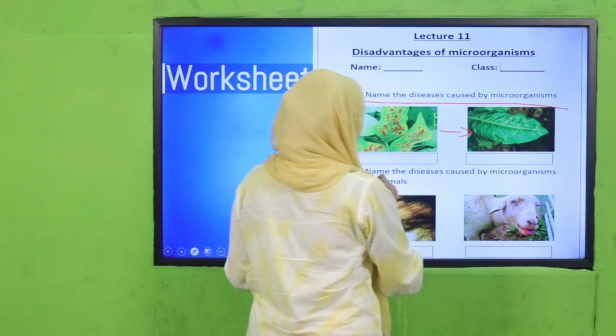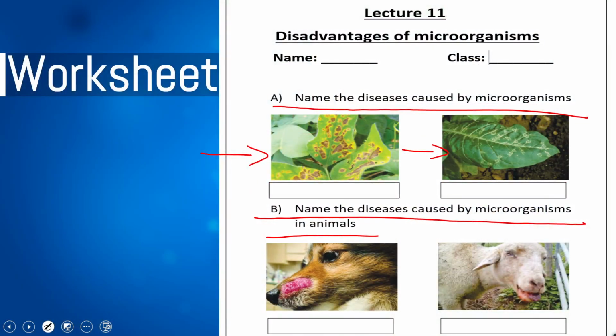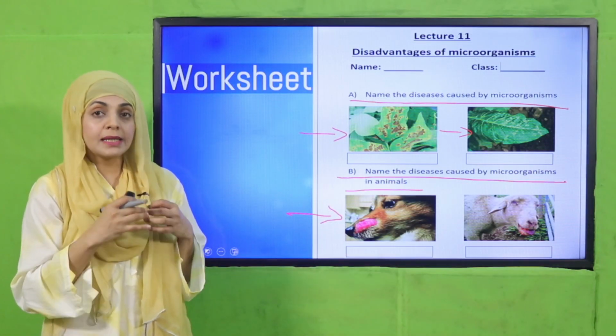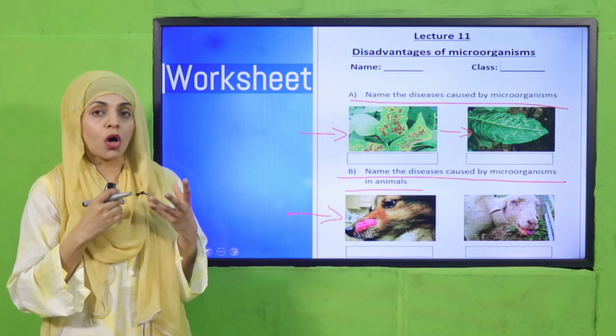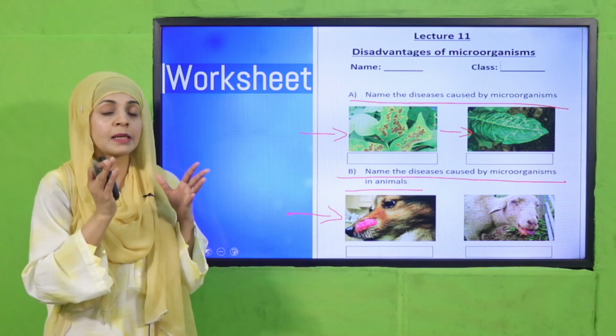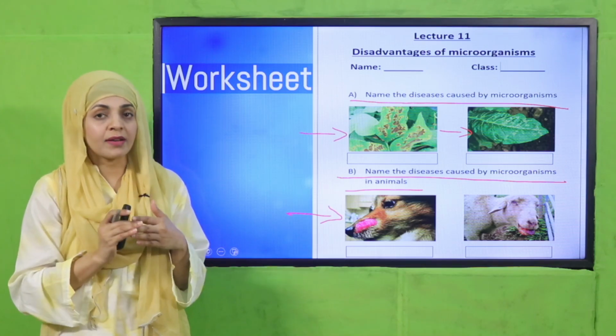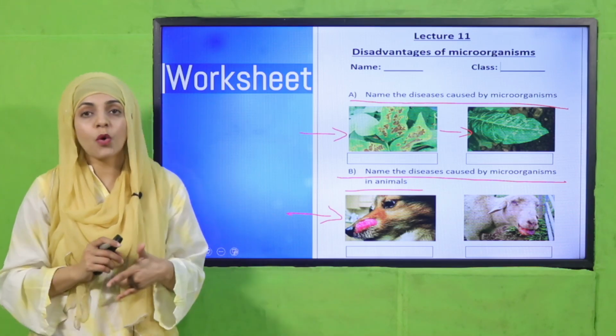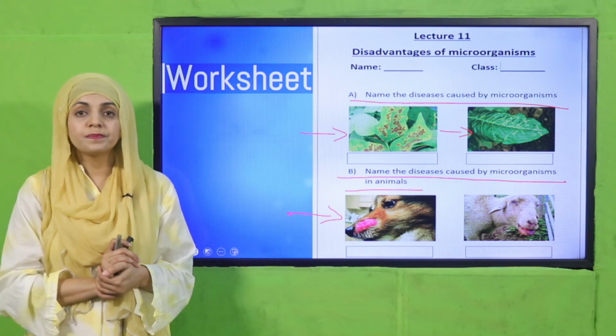Now name the diseases caused by the microorganisms in animals. Here you can see two animals having two diseases. One is ringworm and the other is blue tongue. You have to write down the name of the disease and also the cause, that is, which microbe is causing it, which pathogen is causing it. Is it a bacteria, fungi or a virus? Also write down their names. You will pause the video and you will complete the worksheet and submit it to your teacher.